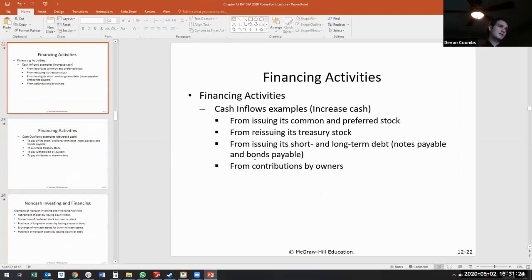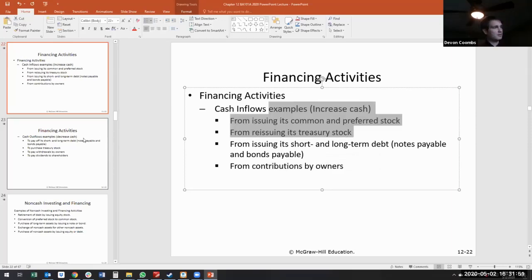And financing activities are going to be the equity and long-term liability side of things. So if we're issuing common stock or preferred stock and receiving cash, that's a cash inflow from financing. If we're reissuing our treasury stock, that's a cash inflow. If we're issuing short-term or long-term debt, generally talking about long-term here, that's going to be part of our financing. If we're making contributions from the owners, that's buying shares, that's going to be financing.